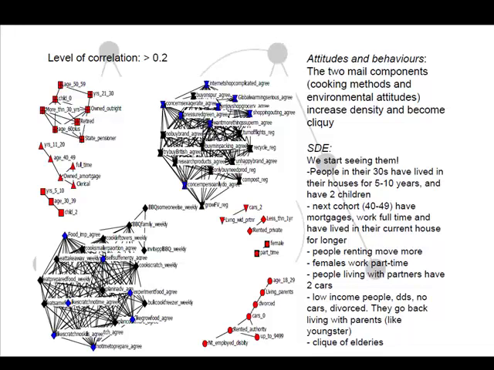Low-income people tend to have benefits for houses, they don't have cars, and they are divorced. And normally, when they are divorced, they go back to live with parents, like people aged between 18 and 29. And then over there, up, again, we have the clique of elderlies, which are state pensioners, they own their houses, they don't live with kids, and they have lived in their current house for a very long time.